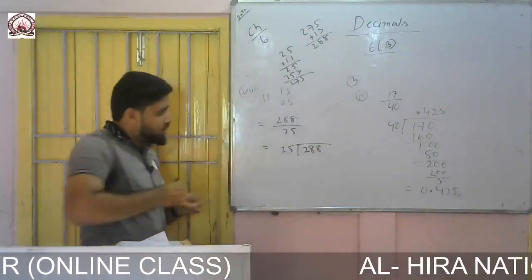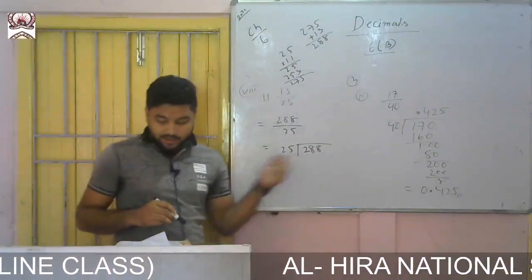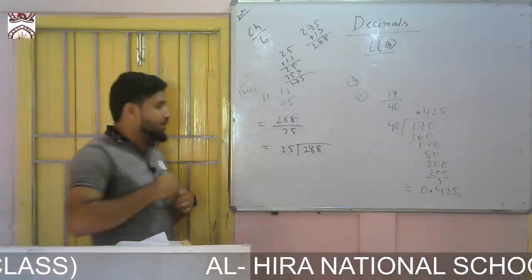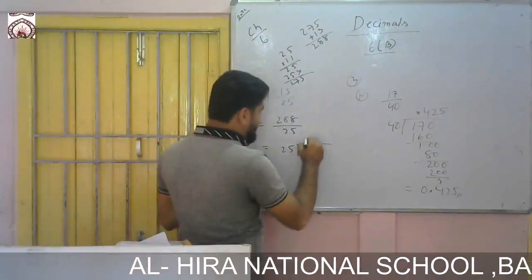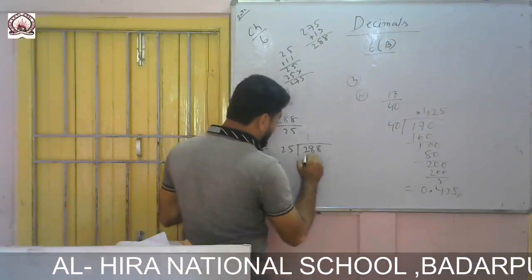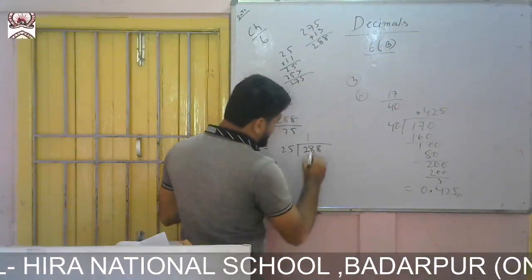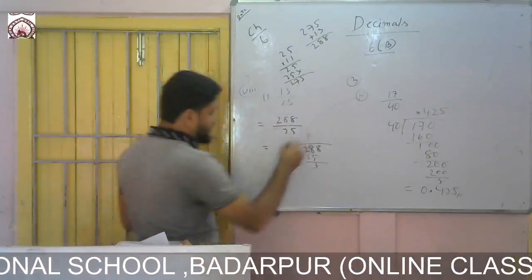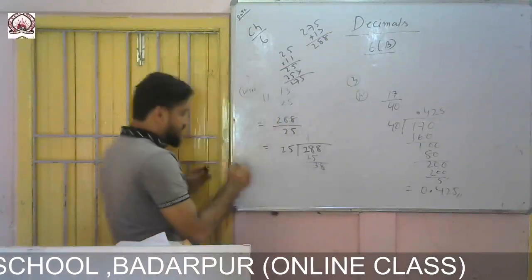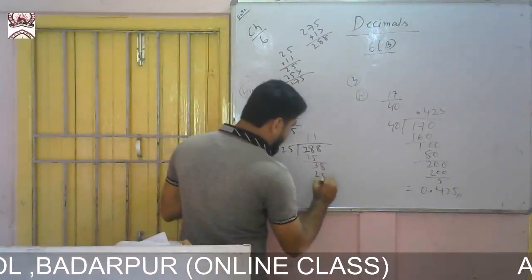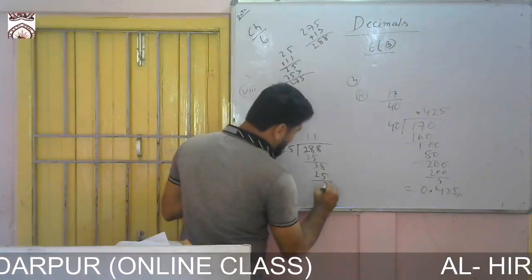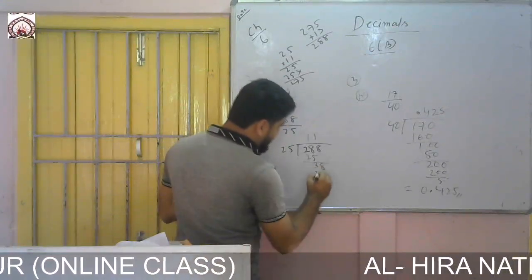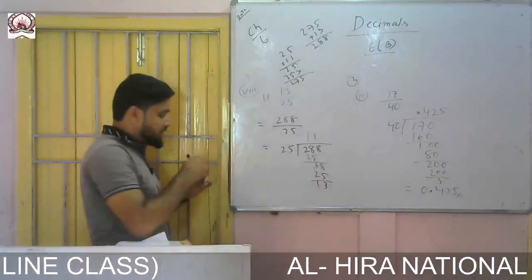288. So if I divide this 28, what can I divide with? 25 once is 25, 25 twice is 50, 25. Okay. So 8 minus 5 is 3. So 3 is not divisible, so I shall take 38. Again 25 once is 25. 8 minus 5 is 30. Then 3 2 is 1. So 13 is not divisible.